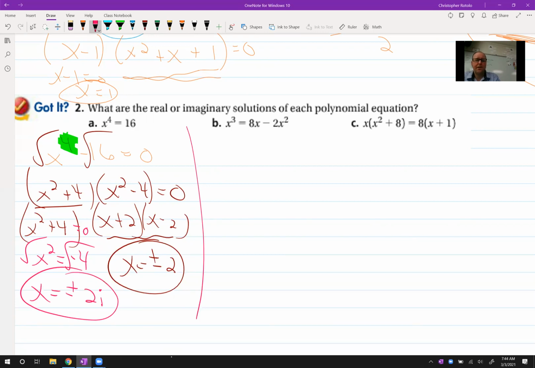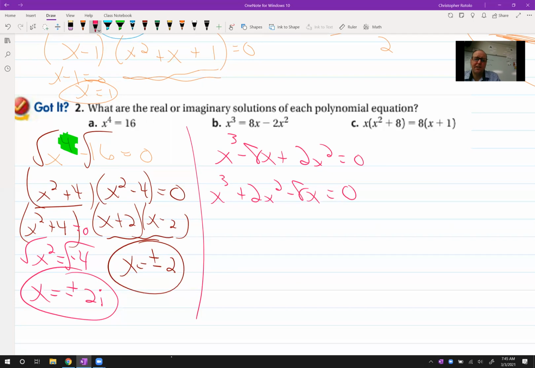All right, the one in the middle, I see x is in all the terms. So I feel a little bit better about this one because it's not going to have anything really crazy about it. So x cubed, I'm going to move the 8x over by subtracting and add the 2x squared. Wait a minute, I didn't put it in order. All right, now we're going to do this one more time. Here we go. x cubed plus 2x squared minus 8x equals 0.